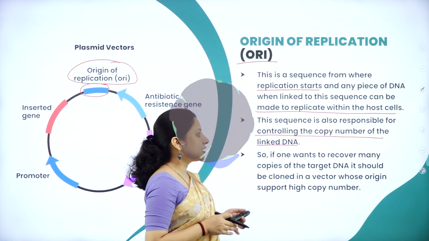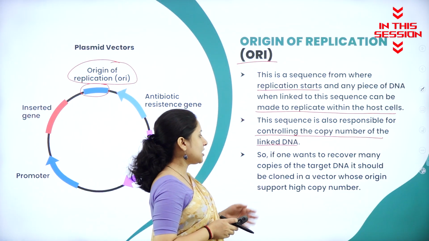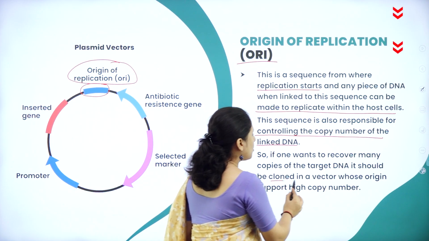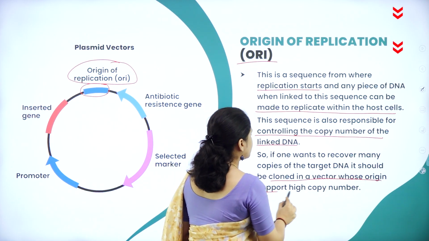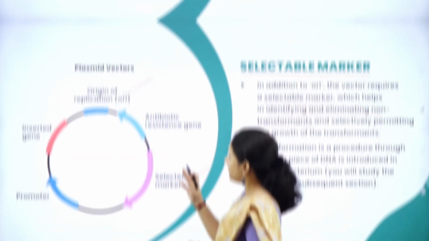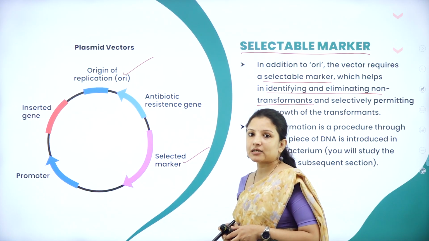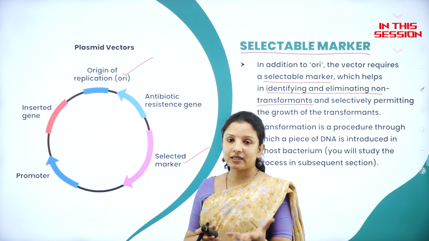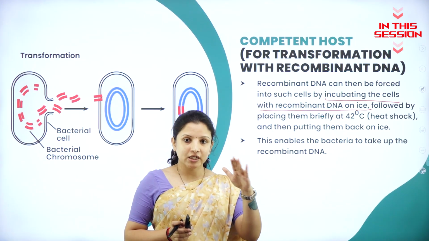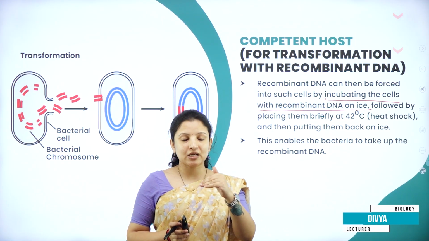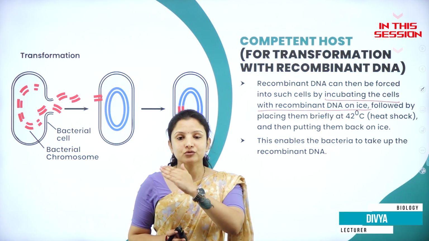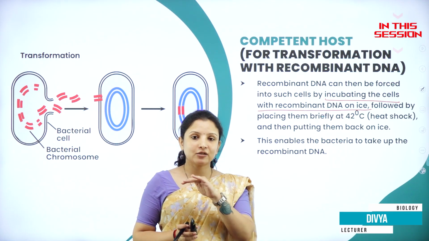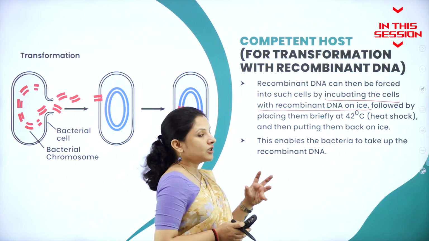If one wants to recover many copies of the target DNA, it should be cloned in a vector whose origin supports high copy number. Before transferring the bacteria into the host cell, it will be grown in a culture plate. When the foreign DNA is introduced into the bacteria, the foreign DNA can pass through the pores or the holes and it will get incorporated there.